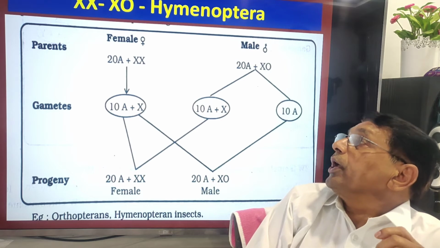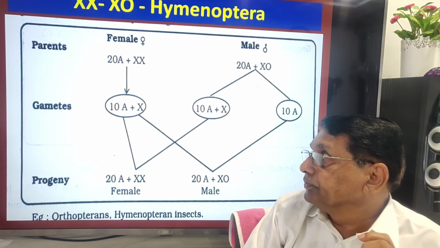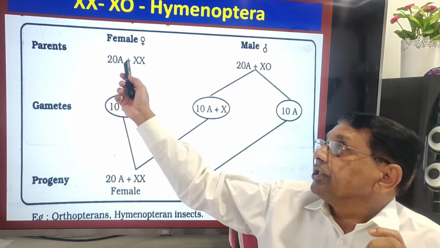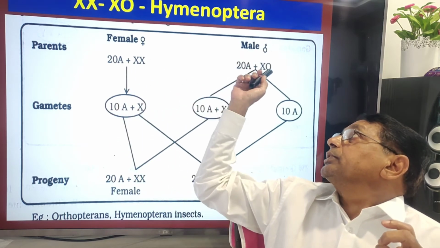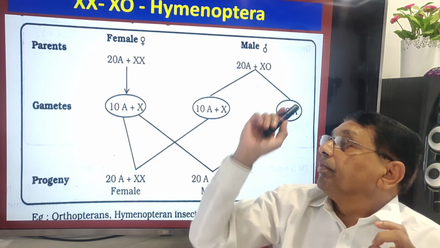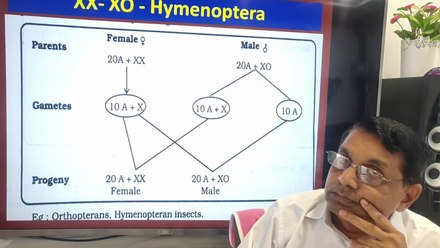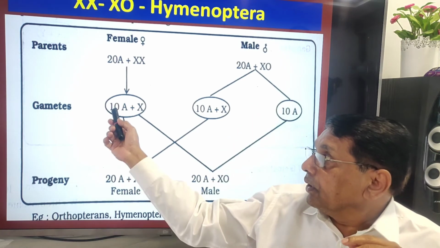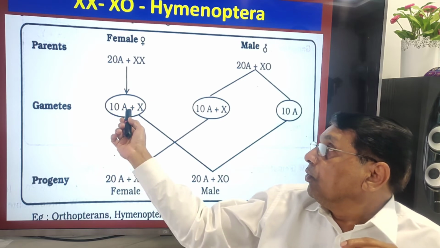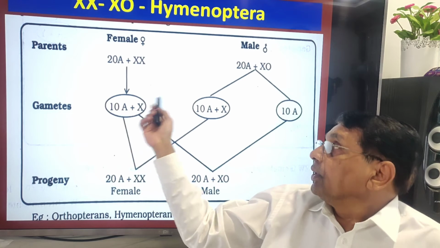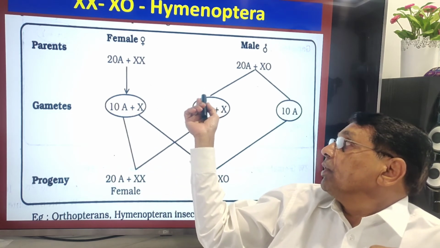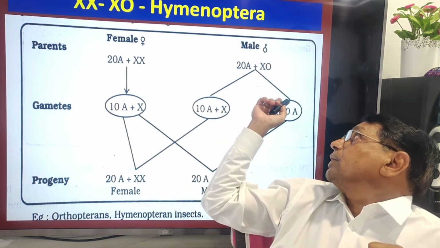XX, XO: Hymenoptera insects. In these, 20 autosomes, XX female, XO male. Here, only one type of gametes in the female. Here, two types of gametes in the male, one carrying the X, another carrying the O.